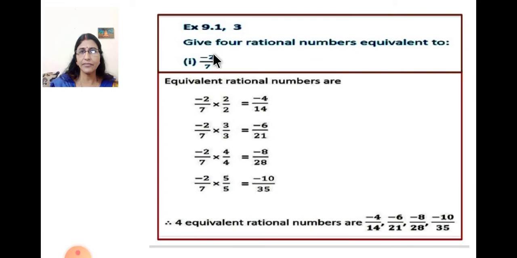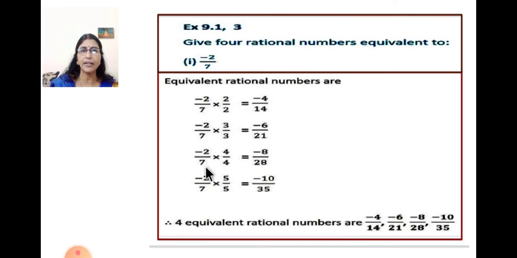Now we will do one question. We'll start from question number 3 of exercise 9.1. Give 4 rational numbers equivalent to minus 2 upon 7. The way we have done just now, we will do this also. Equivalent rational numbers are now here.